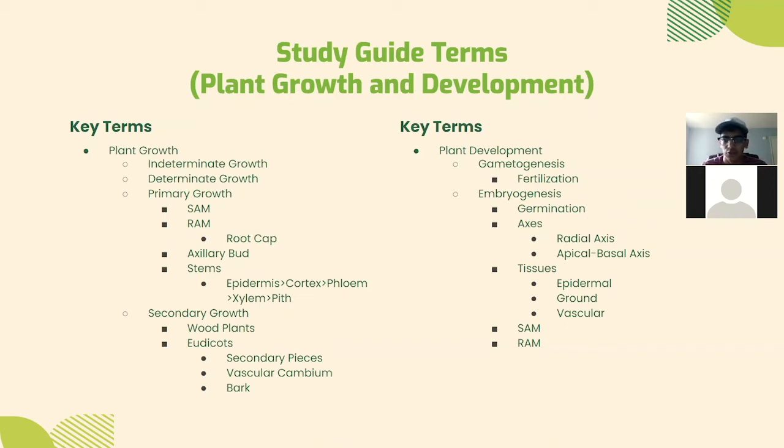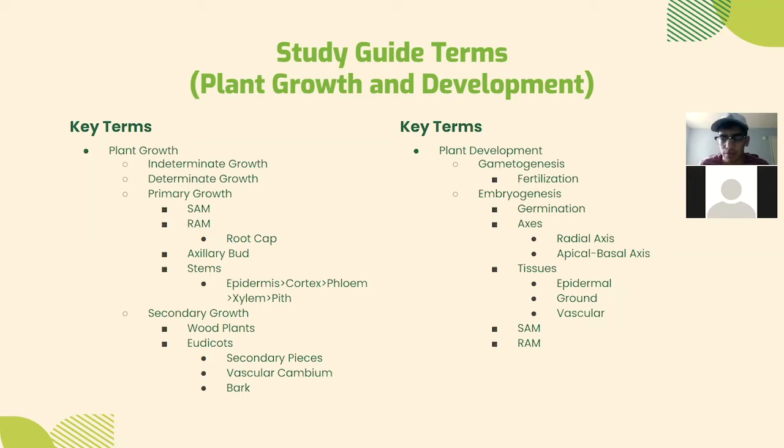Then with embryogenesis, you have the plant that is fertilized, and now we're talking about germination, which is the early settling, essentially establishing your roots, establishing your axes, or how the plant will grow from there on. There are two axes that you need to remember. The radial axis determines how the plant grows out in the base, so essentially horizontal within the base. And then the apical basal axis is how the plant grows vertically, up and down.